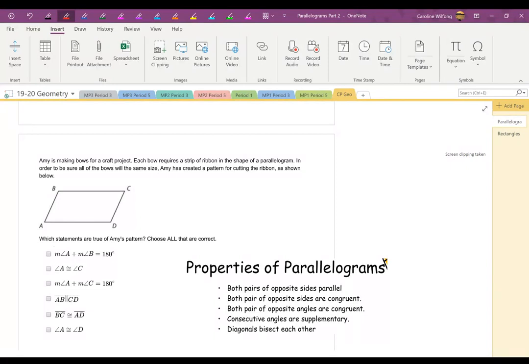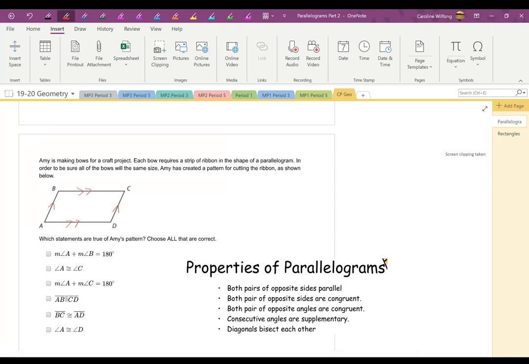So remember, the first of our 5 properties of parallelograms is that both pairs of opposite sides are parallel. So that would mean that side AB and side CD are parallel to each other. It also means that side BC is parallel to side AD.